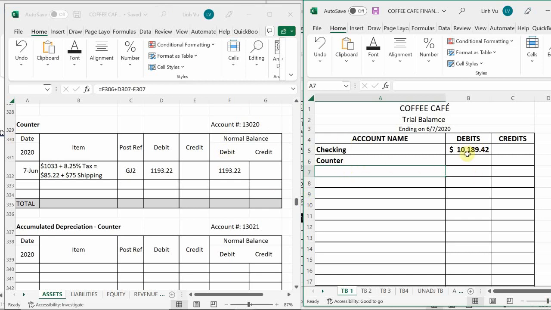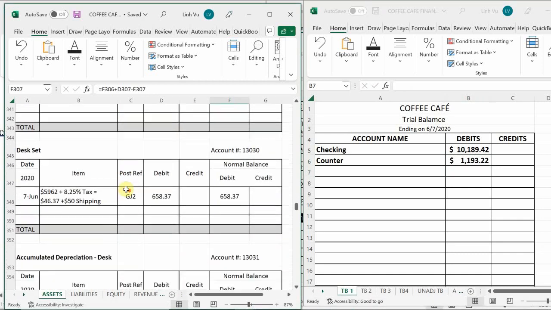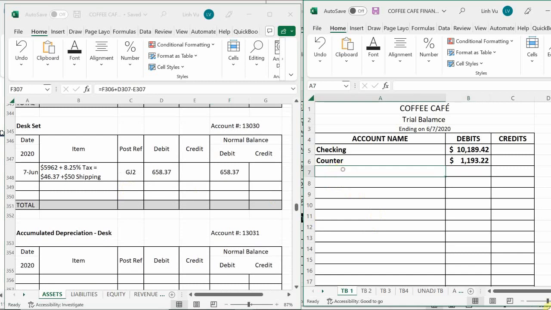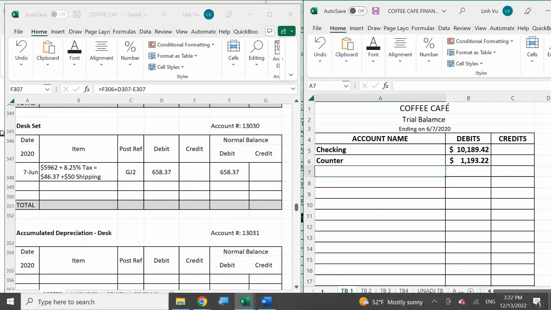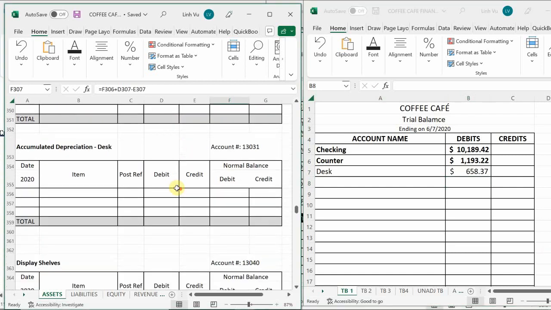But in this case, my counter is currently at $1,193.22 on my debit side, because it's an asset. So I purchased a counter. Next, now it's my desk. Okay, now I have it as desk set. I can just put desk, that's fine. Okay, and I have a current account balance of $658.37. Okay, so making sure that I am transferring the numbers correctly.